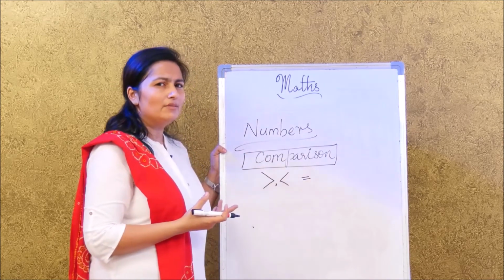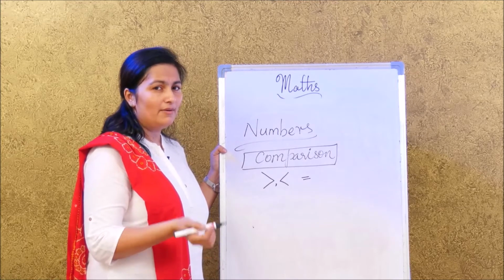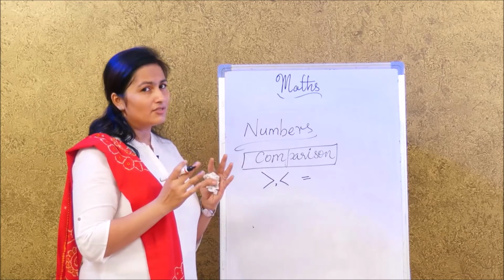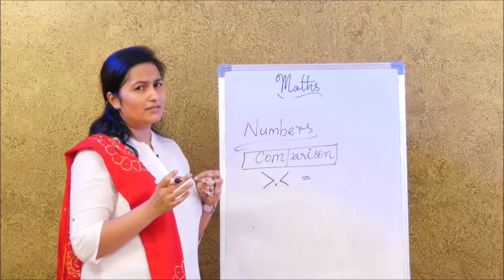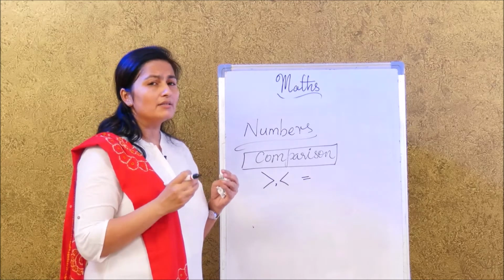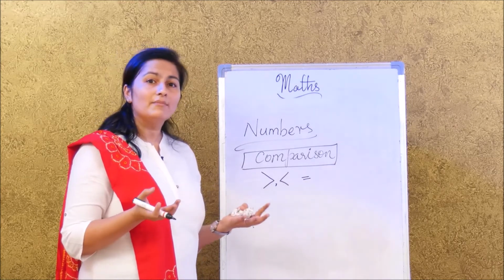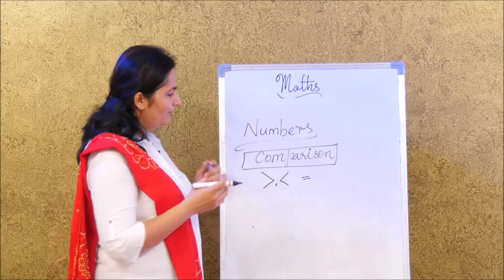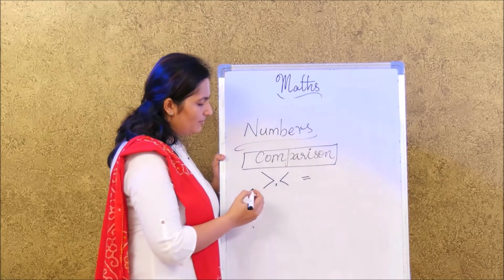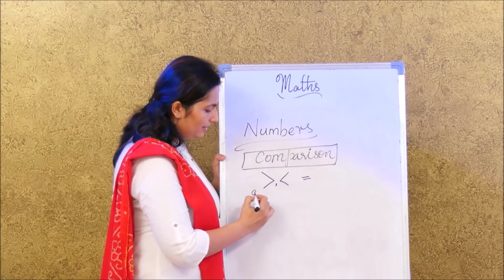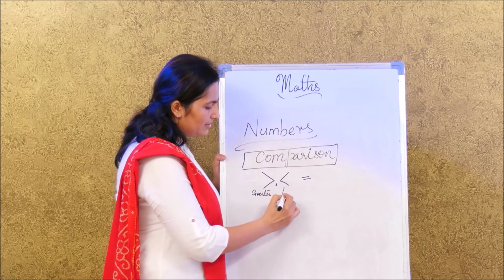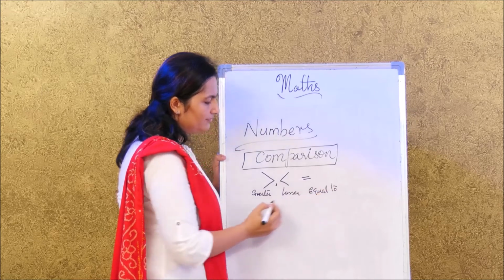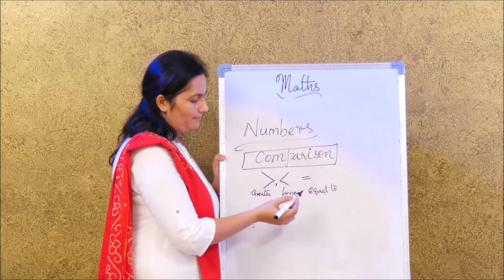Why do we need to compare numbers? Like we just mentioned in an example, everything we see is different in shape or size. Some are greater, some are lesser. So even in numbers, some are greater, some are lesser, and some are even equal to each other. So we are going to learn a little bit more about comparison of numbers. This is greater than, this is lesser than, and this is equal to. This is what the symbols mean.